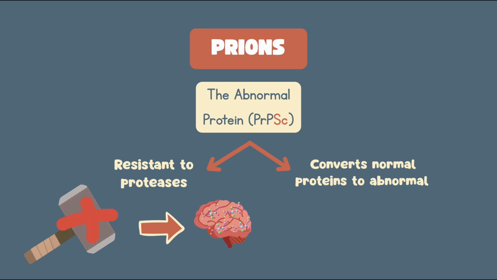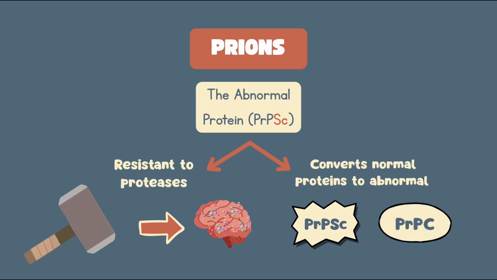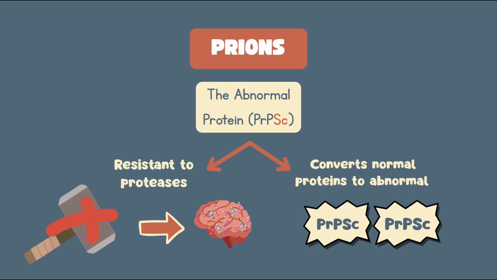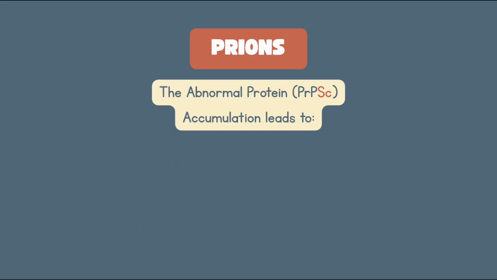The second property is that this abnormal protein can convert normal proteins into abnormal ones. So, in other words, if you have a PrPSc, which is the abnormal protein, and it comes in contact with the normal protein, it can force it to change shape and become abnormal as well. Now, as more and more of the misfolded proteins accumulate in the brain, they can start to cause several diseases and pathological changes. So that leads us to what happens when the abnormal protein accumulation happens. So what does this accumulation lead to?